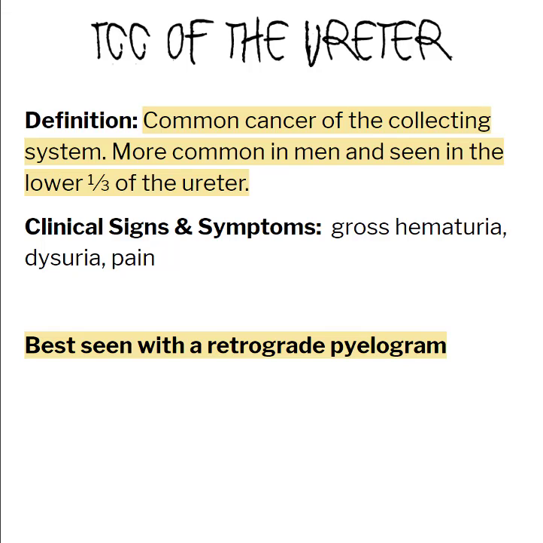Again, ultrasound is not the best at looking at ureters unless there is some sort of dilation of the ureter and it is filled with urine. So again, a pyelogram is the best method to evaluate for transitional cell carcinoma of the ureter.